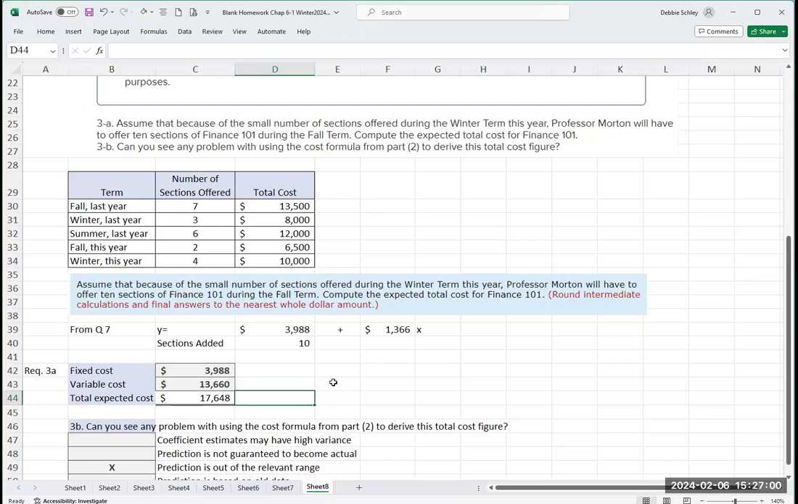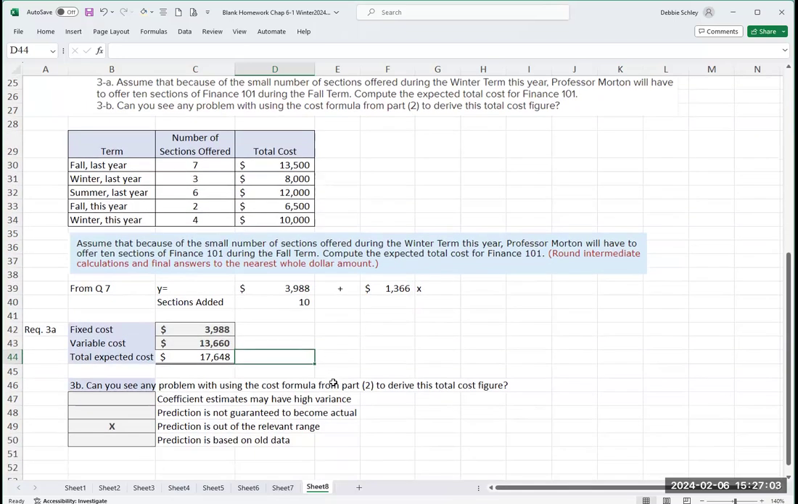Okay, so 3B, required 3B, is a little tricky. I promise you this is the right answer. The prediction is out of the relevant range. So the relevant range is the amount of sections that they've offered that are shown in the data that he collected. And he's offering 10 sections. So for mine, 10 is not in this relevant range. So there could be an issue with that because it is more than the data, right? The information that he's collected.